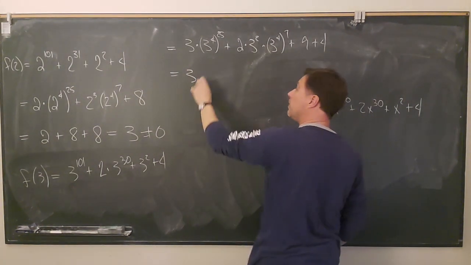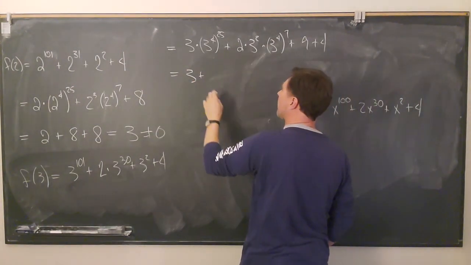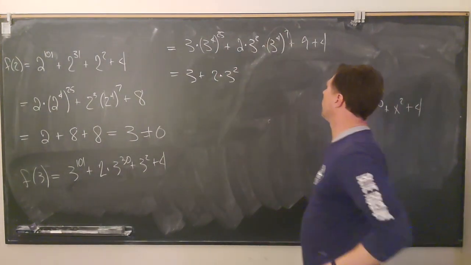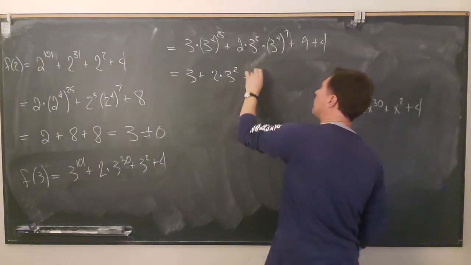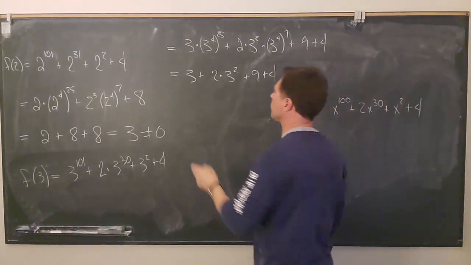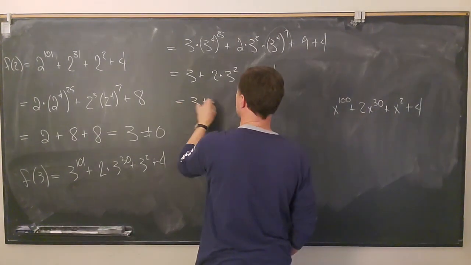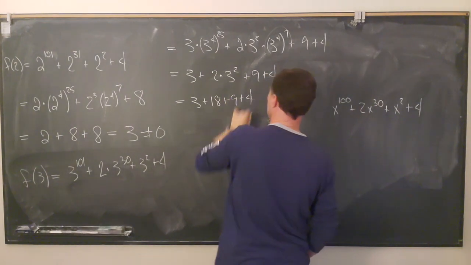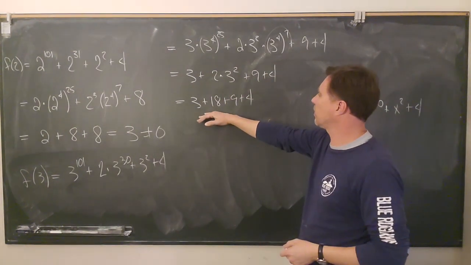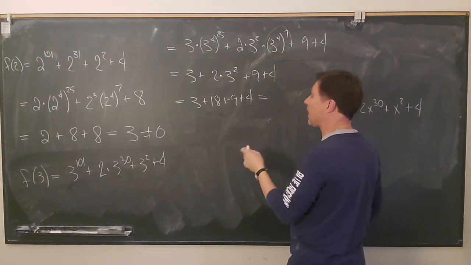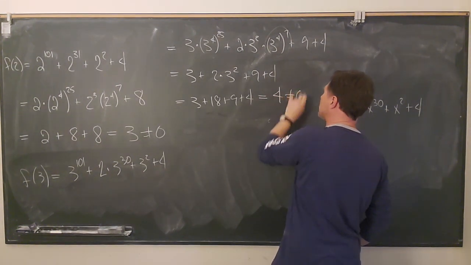So that's going to be 3. This becomes 1. This will be 2 times 3 squared. That part becomes 1. And then we have plus 9 plus 4. That's going to be 3 plus 18 plus 9 plus 4. So that's 21, 30, 34. Mod 5 gives us 4. So that one's not 0.